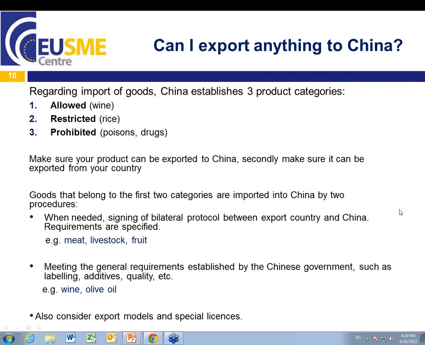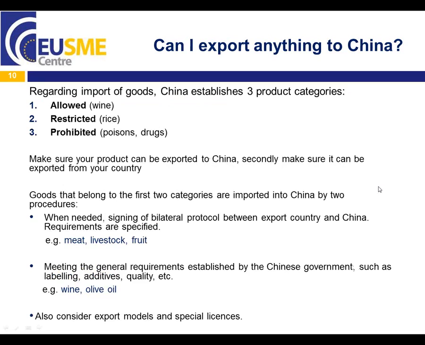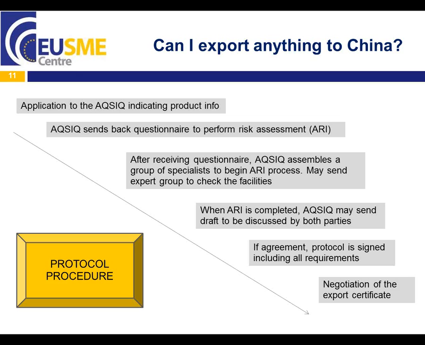For example, if you export meat, livestock, or fruit, you need this protocol between your country and China. And if you export wine or olive oil, you do not need this requirement. Let's see what I mean by this requirement. I mean a protocol. Some products do need a protocol. The protocol is an agreement between our country and China to be able to export the product. We will see later on how this is signed country by country and not by the European Union as a whole market, okay?